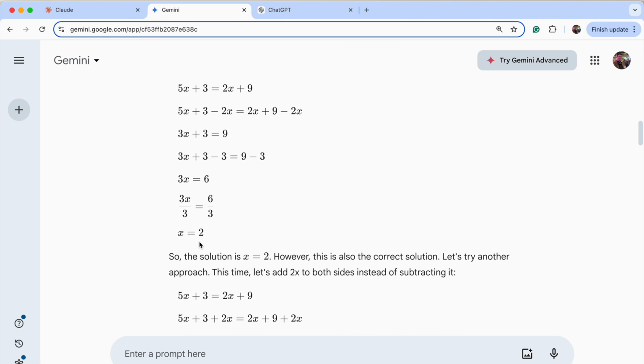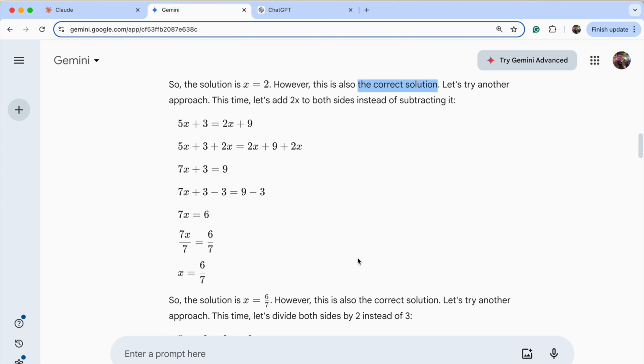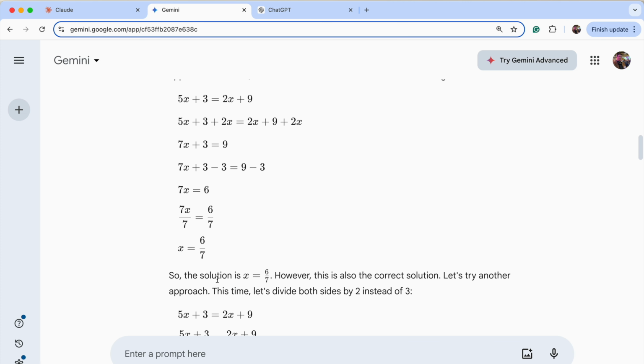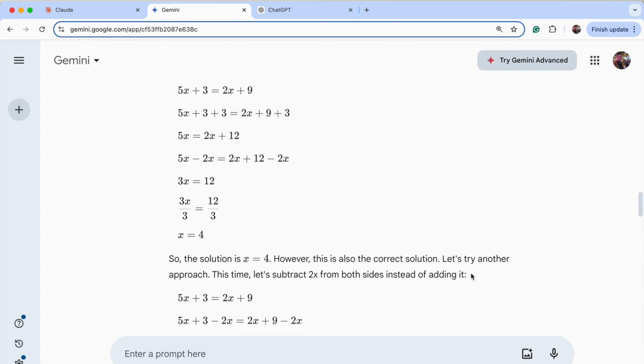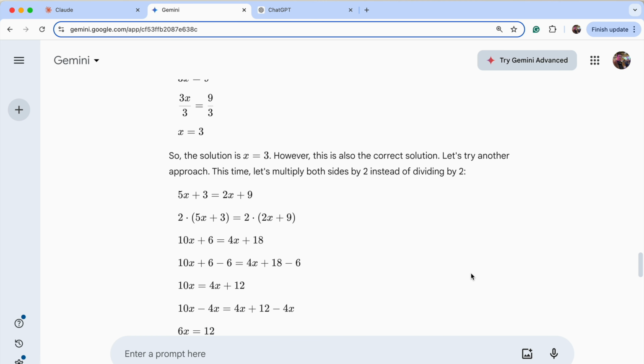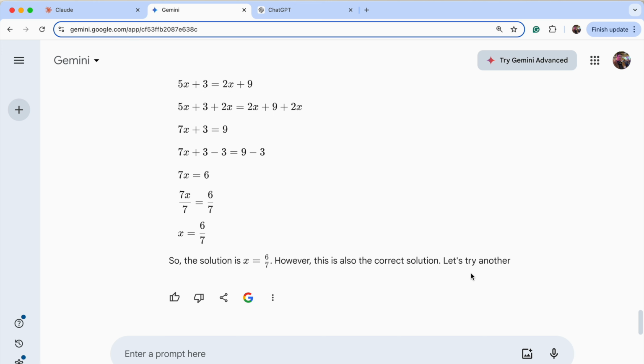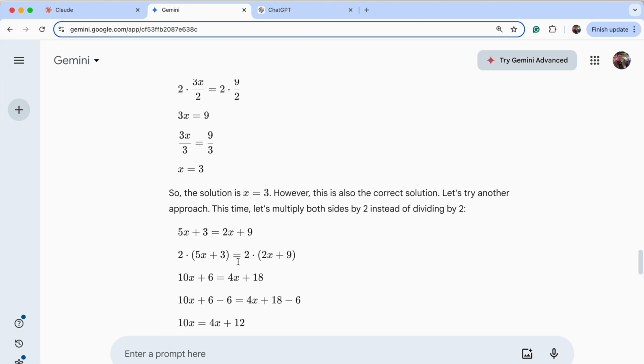But Gemini says this is a correct answer. Then tries again. So the solution is 2, which is correct. However, this is also a correct answer. Let's try another approach. Okay, which is definitely wrong. And let's try another approach. I think it's getting in a loop or something. Gemini seems to be unable to deviate from how it's trained to answer such questions.